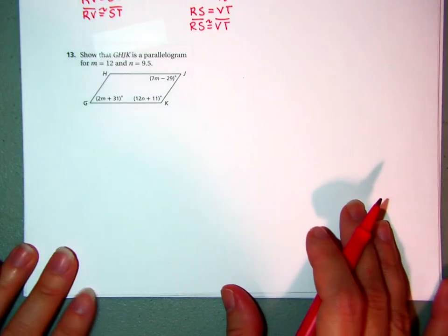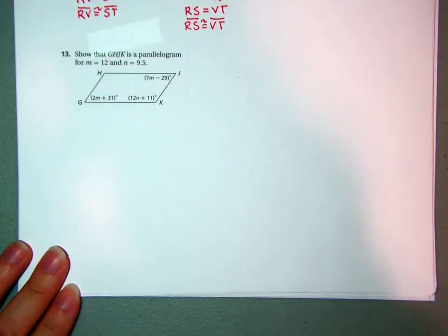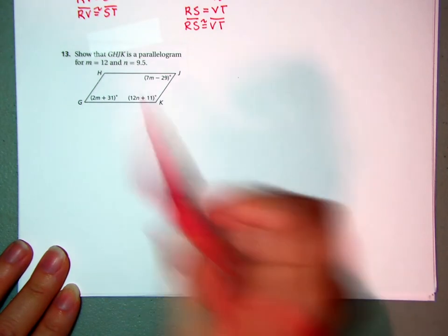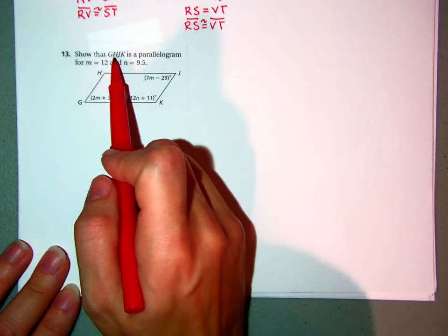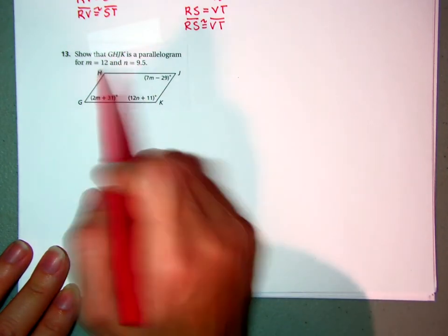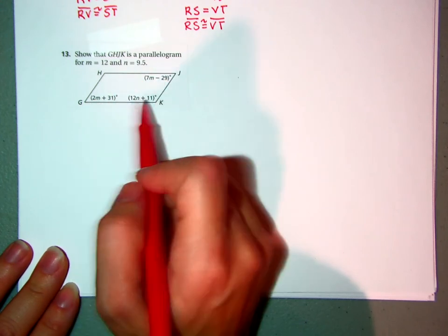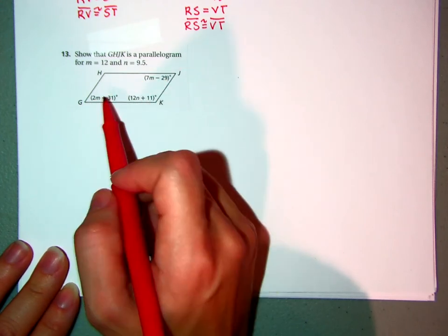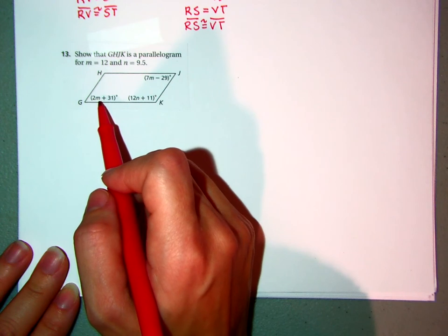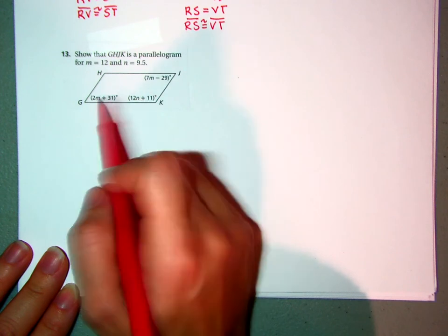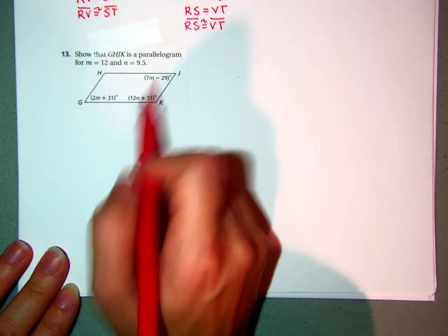Number 13, it says the same thing. We're looking to show something's a parallelogram. This time it's GHJK, and we've been given new values and new information. Notice that they've given me angles. Well, inside here, what we have is consecutive angles, because these two angles are side by side and these two angles are side by side.